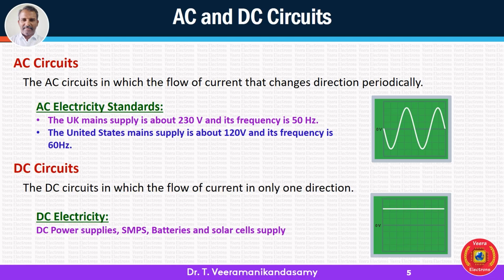AC electricity standards and DC electricity sources. Looking at AC electricity standards, the main supply voltage and frequency vary globally. For example, the UK main supply is typically around 230 volts with a 50 Hz frequency. The United States main supply, on the other hand, is about 120 volts at 60 Hz. DC electricity is supplied by sources like batteries, solar cells, DC power supplies, and switch mode power supplies, or SMPS.